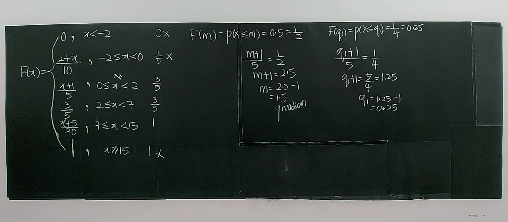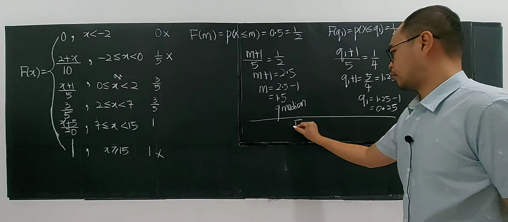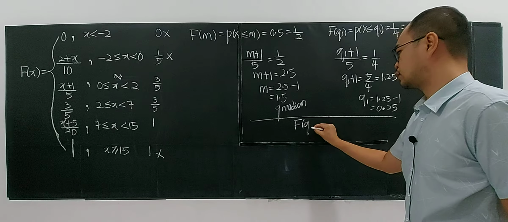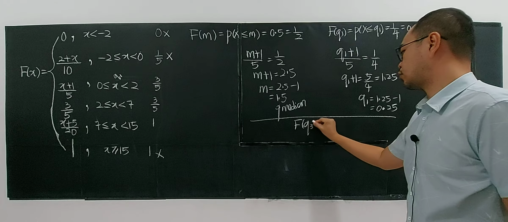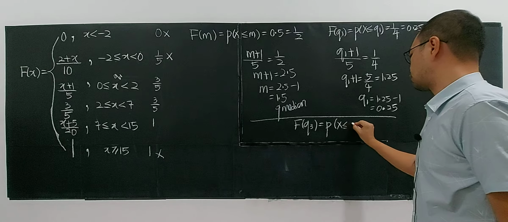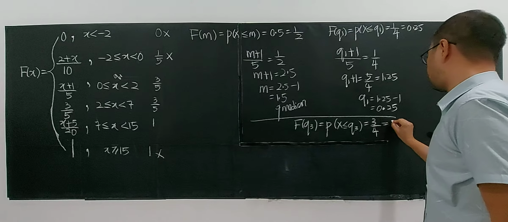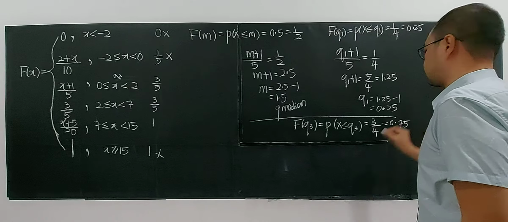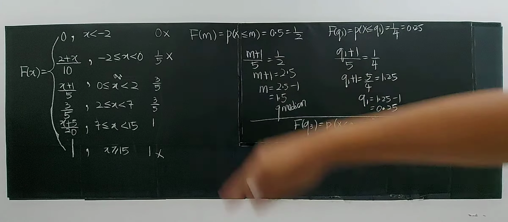Okay, how to find the third quartile? I'm just writing here so that you're able to understand. I already gave quite some examples for all this, because it's very important, so I keep repeating. The third quartile is defined to be F(Q3) = P(X ≤ Q3), which is 3 over 4. 3 over 4 is 0.75. Okay, let's look at this again.